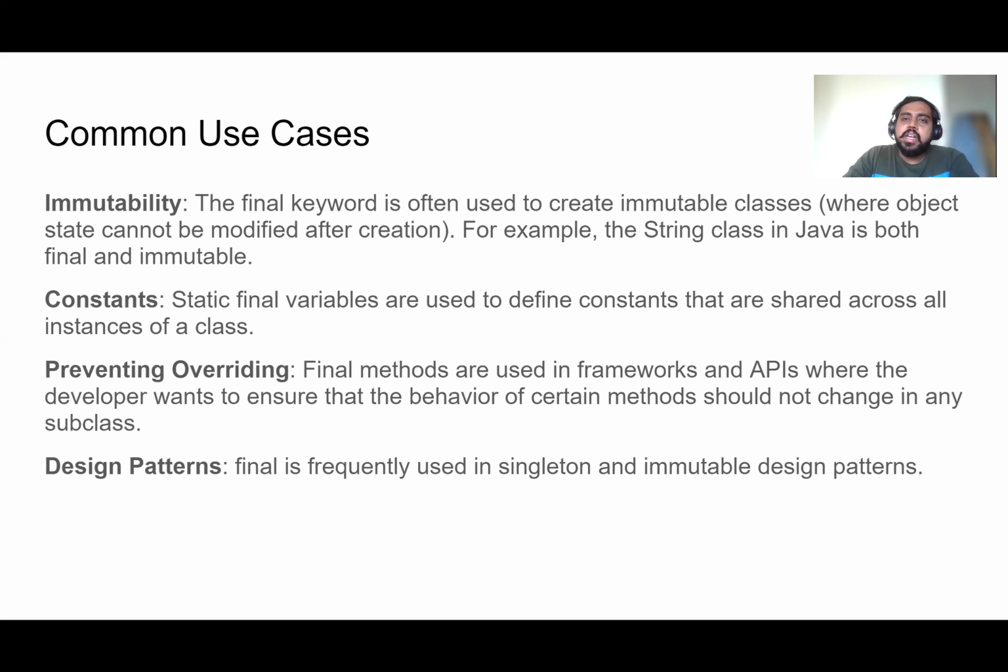And also constants. We want to create some constants which can be used throughout our program. We can go with the static and final keywords. I already showed you, usually the constants we write in uppercase, and they will be used throughout the program. And preventing overriding: for some methods used in frameworks and APIs, we developers want to ensure that the behavior of a certain method should not change in any subclasses. So we make that method final, and none of the subclasses can override that method. And it will be helpful for some design patterns.